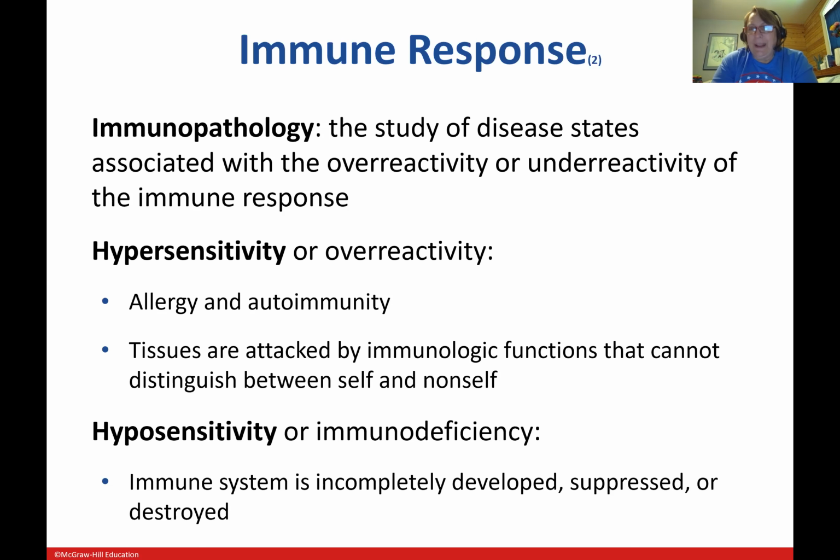Hyposensitivity, on the other hand, is where the immune system is not able to mount an attack against a real pathogen because it's been incompletely developed, perhaps based on a genetic defect. It's been suppressed either by drugs or by a disease, or it's been destroyed. So for example, somebody who has leukemia, often they will irradiate the bone marrow to stop overproducing those white blood cells, but in the process they kill off the immune system as well. And unless you replace that bone marrow, you're going to basically lose the ability to fight off any kind of disease.